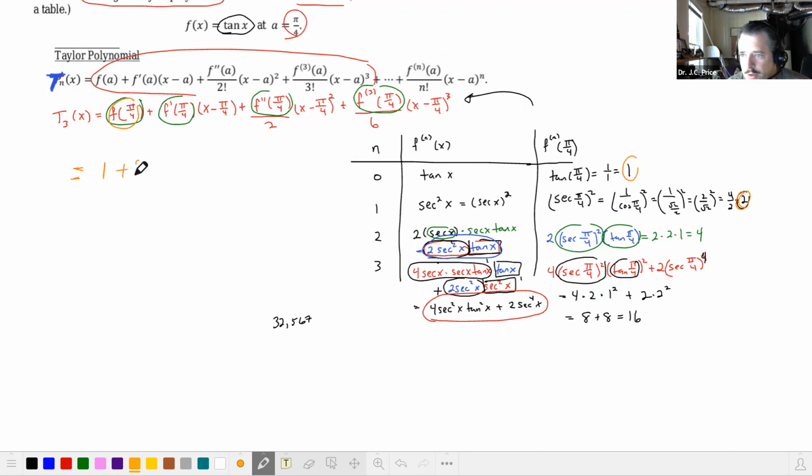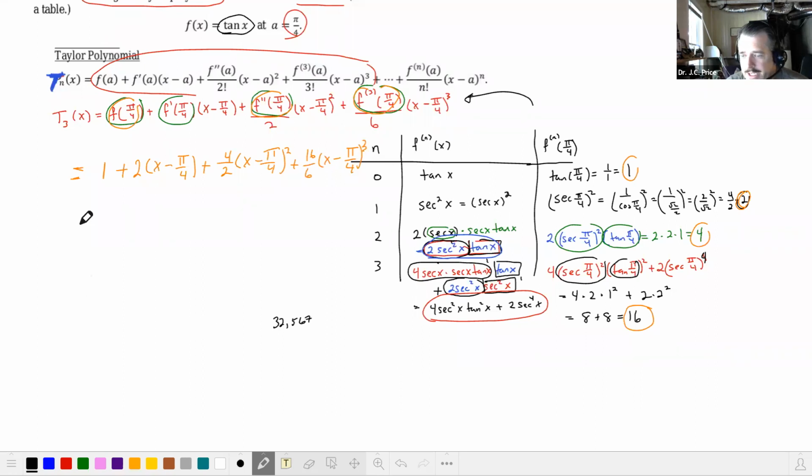So plus 2 times x minus pi over 4, plus what was f double prime of pi over 4? Well, that's down here. That's the next one. That's a 4. And so plus 4 over 2 times x minus pi over 4 squared. And then finally, plus 16 was the third derivative. So I have right here 16 over 6 times x minus pi over 4 cubed.